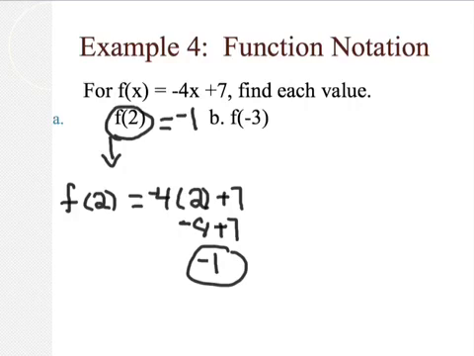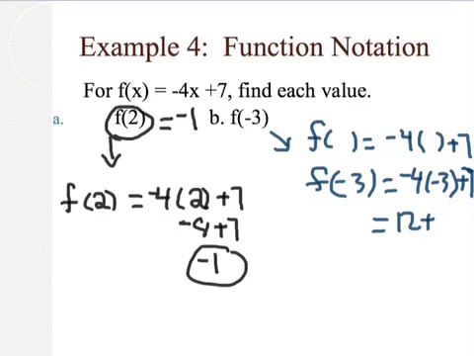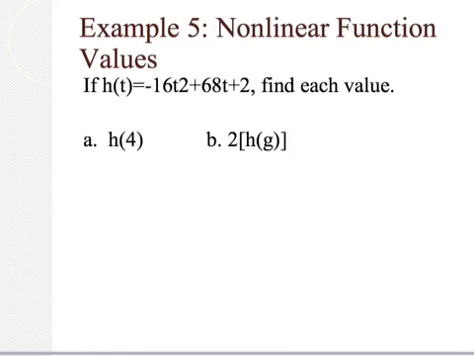Let's try the next problem. So here we have again rewritten f of blank is equal to negative 4 times blank plus 7. We're going to place negative 3 in. So f of negative 3 is equal to negative 4 times negative 3 plus 7. I'm going to do exactly what I did last time. Negative 4 times negative 3 is a positive 12 plus 7. 12 and 7 gives me 19. And that's the answer. f of negative 3 is equal to 19.